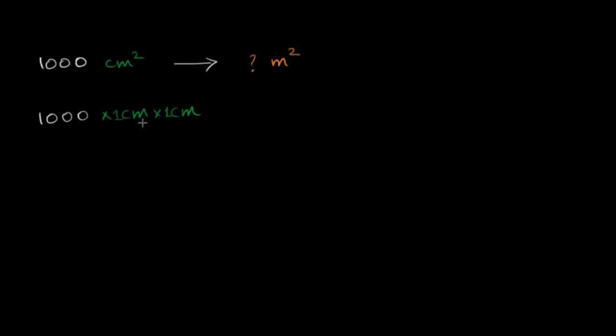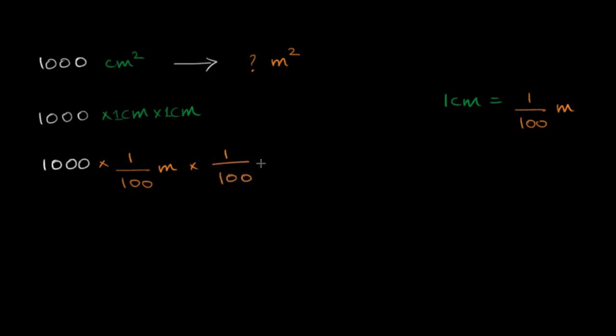And now I have to convert this 1 centimeter into meters. Now I know that 1 centimeter is equal to 1 by 100th of a meter, which is another way of saying 100 centimeters make 1 meter. So if I use that over here, I'll get 1000 times this 1 centimeter will become 1 by 100th of a meter. And then again, this 1 centimeter will become 1 by 100th of a meter.